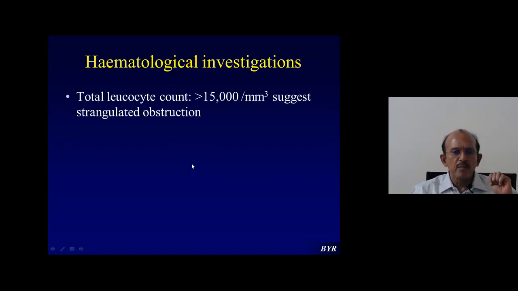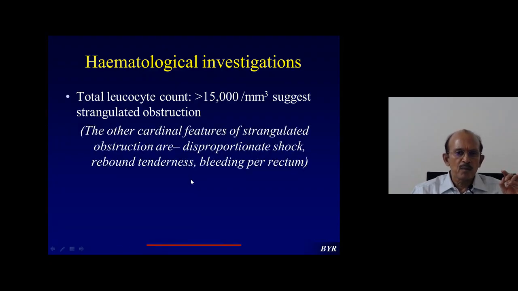Hematological examination. If total leukocyte count is more than 15,000 per cubic millimeter, it suggests strangulated obstruction. So whenever there is strangulation, there will be leukocytosis. If you do total leukocyte count for a patient with simple intestinal obstruction, simple means without strangulation, the total count will be normal. The other cardinal features of strangulated obstruction are disproportionate shock, rebound tenderness, and bleeding per rectum.